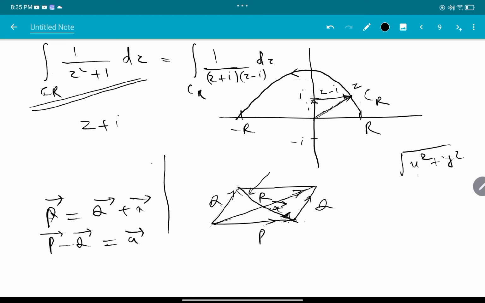This, which joins head to head, is the difference of these two. This is Z and this is I. This is the difference Z minus I. I hope you understand this.